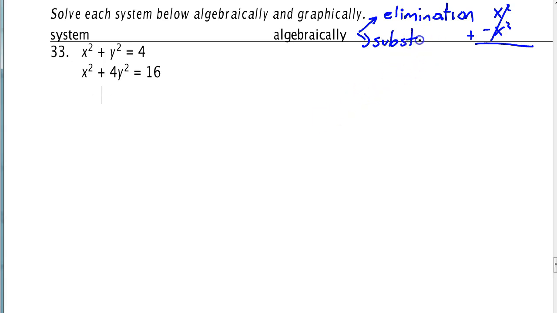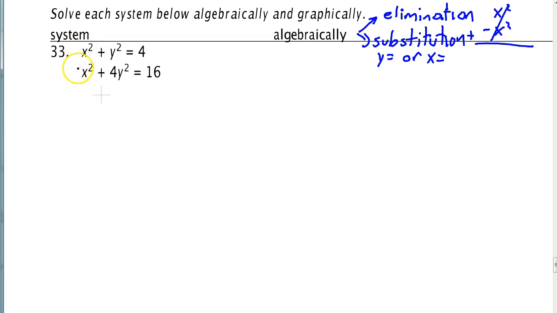Substitution. This works best when one of the equations is either y equals or x equals. And we'll get to use both for these three problems. So here you can see this is more like the first with the elimination method because we have two of them that are positive x squared.